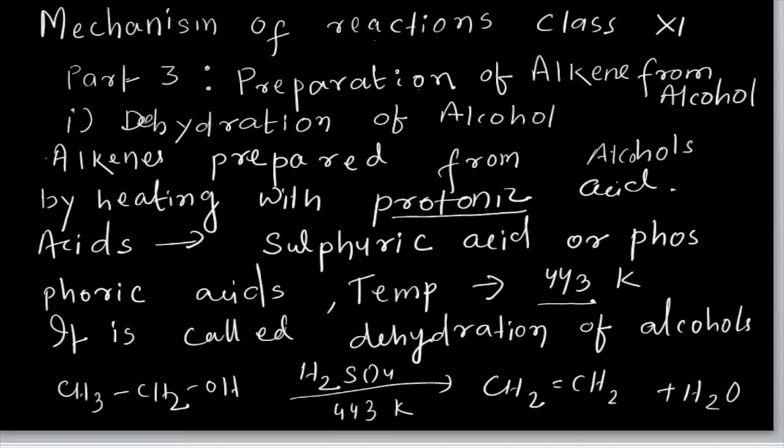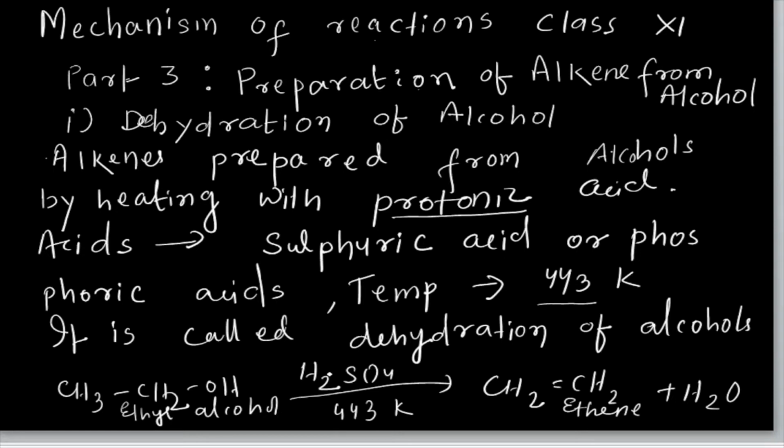That means when the alcohol is heated with protonic acid, especially sulfuric acid, then alkene is produced. See here, you are taking ethanol as the IUPAC name, and the common name is ethyl alcohol. When it is heated in the presence of sulfuric acid at a temperature of 443 Kelvin, this is produced, that is called ethene, and water. So are you clear? That is why this reaction is called dehydration of alcohol.